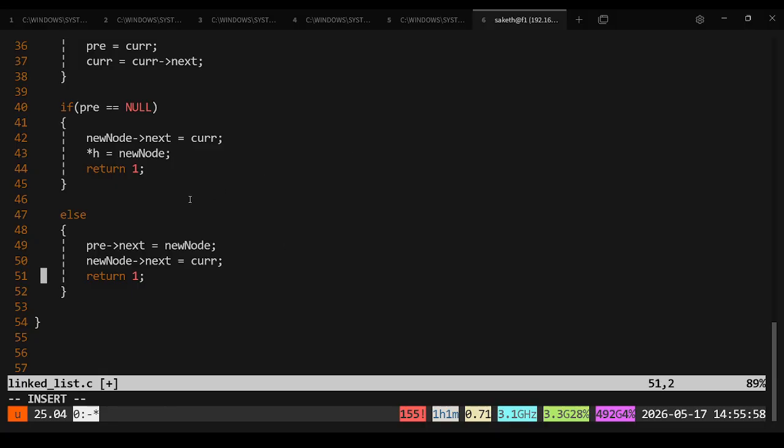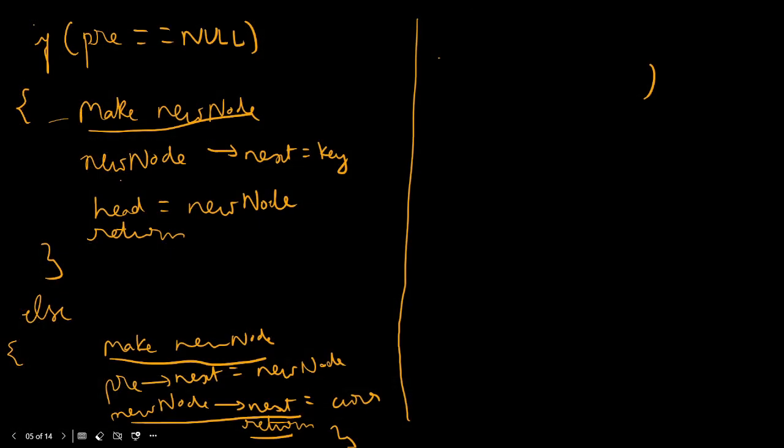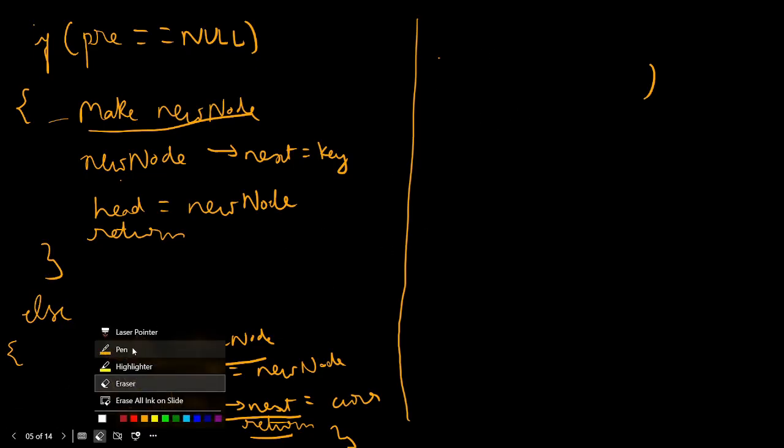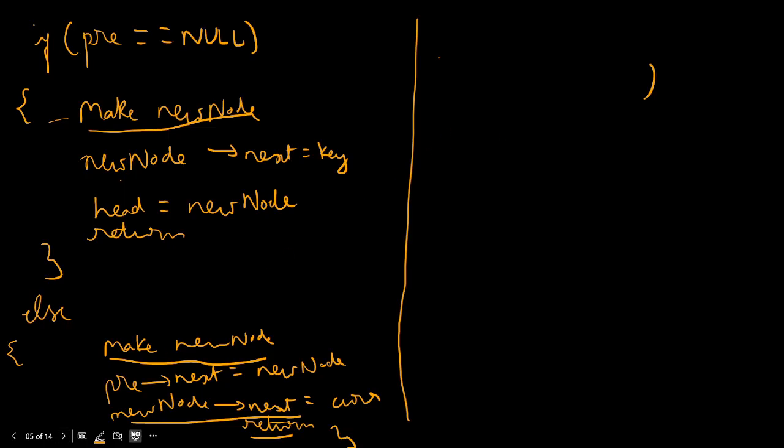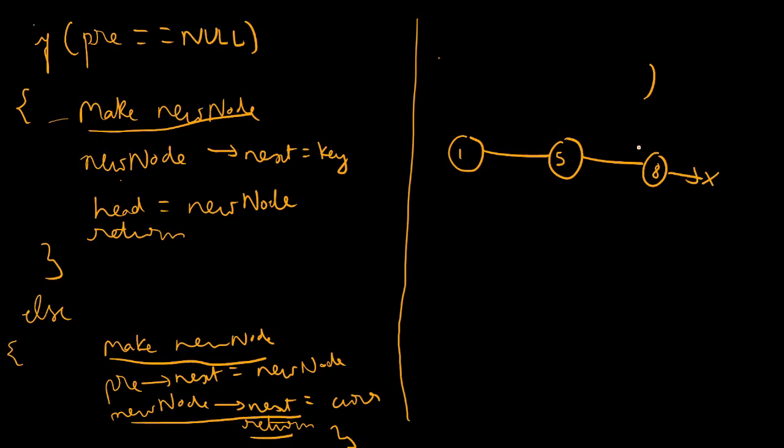Okay, now I will explain why this code will work even for insertion at the end of the list. I forgot to explain that, but this code is going to work. I'll show you why. Say the list is 1, 5, 8, and this points to null. This is head. Assume I want to insert 100 into this list. Looking at it, we know 100 should come at the end after 8.